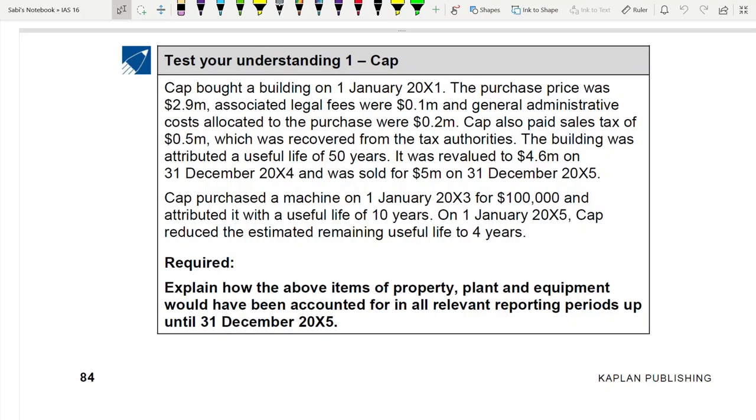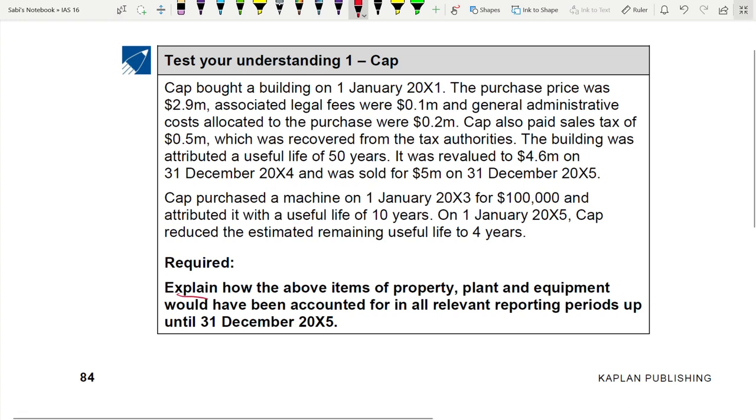So in this question, you are supposed to explain how the above PPE will be accounted in all the relevant reporting periods up until 31st December 2005. Now, you see that there are two assets, okay, how do I know that? Because in this asset, they are talking about building, in this asset, they are talking about machine. So there are two elements of property, plant and equipment that you have to deal with.